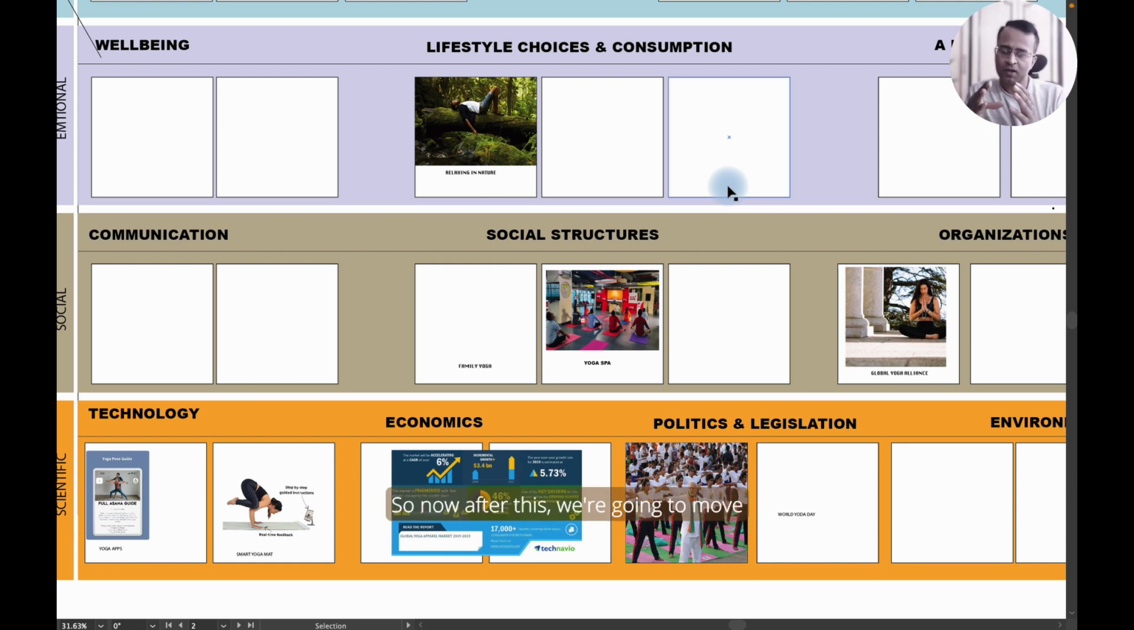So now after this, we're gonna move into our fourth step of scenario planning to identify the uncertainties, where you have uncertainty among your managers, your team members. So the next step is to identify the uncertainties in your scenario planning.